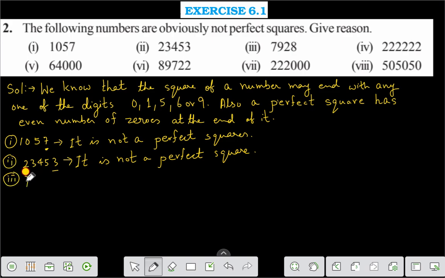Number 3 is 79928. The unit place is 8. That does not end with 0, 1, 5, 6 or 9. Therefore it is not a perfect square.